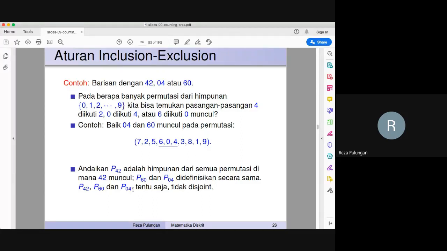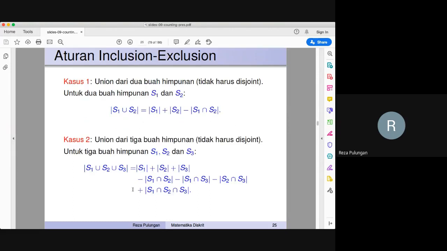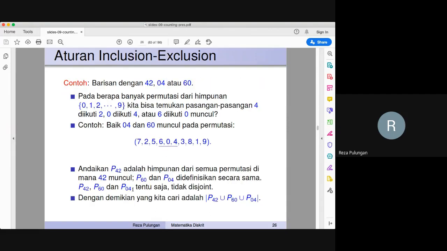We cannot use the product rule or the sum rule, the second rule. We cannot use that. Instead, we have to use this inclusion-exclusion rule. That means what we are going to find is the cardinality of P42, which contains all permutations that contain 4 followed by 2, union P60, union P04.